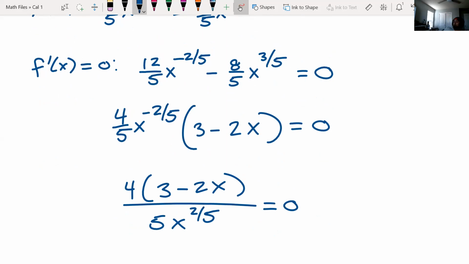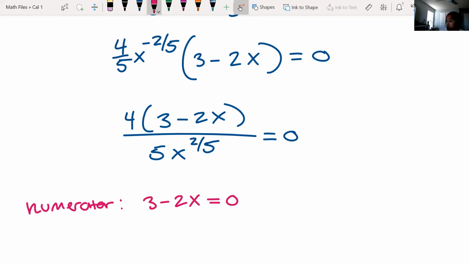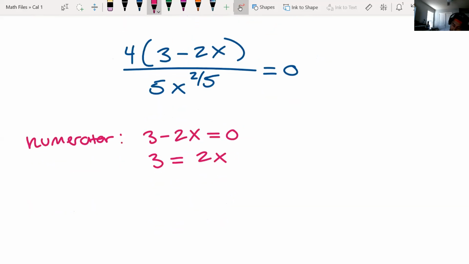Okay. So for this one, to find critical numbers, if you're given a rational equation, then critical numbers will come from the numerator and critical numbers will come from the denominator. So let's look at the critical numbers from the numerator. All we're going to do here is just set 3 minus 2x equal to 0, and we're going to solve for x. So 3 equals 2x. And our first critical number is 3/2.